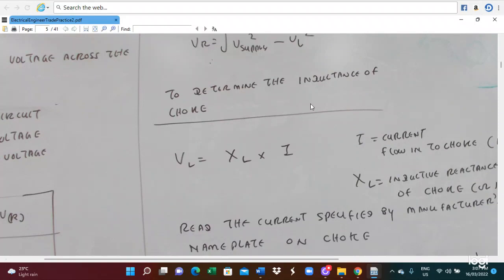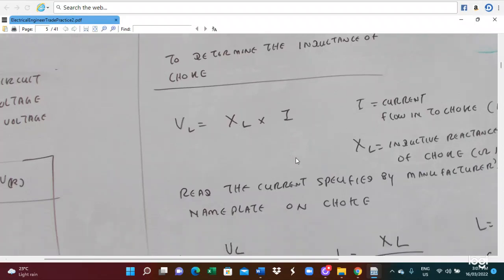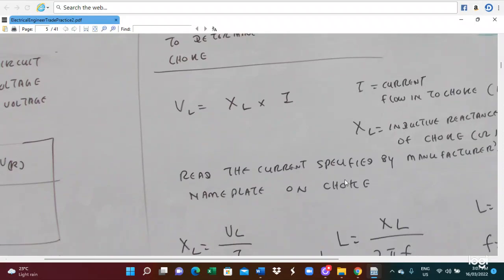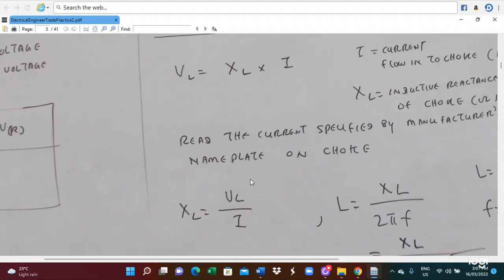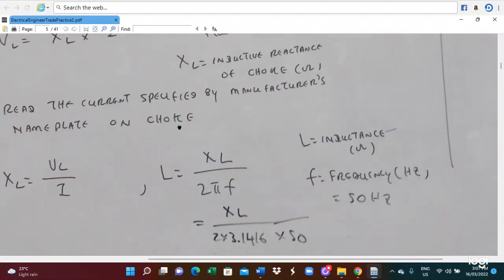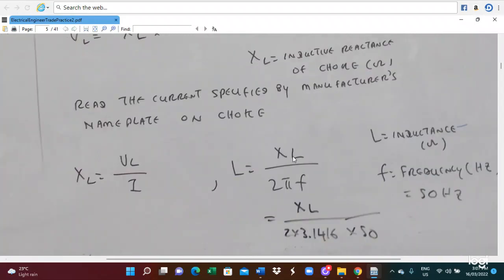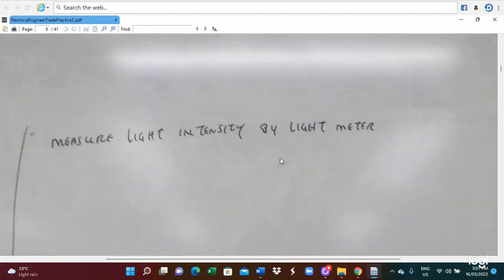And also we have to determine the inductance of the choke. VL is the supply voltage across the choke, XL is the inductive reactance, and I is the current. So this formula has to be utilized. Therefore XL is VL divided by I. Then L equals XL divided by 2 pi F, where pi is 3.1416 and F is the frequency. Then you can calculate the inductance value. So this is the way we calculate the inductance of the choke.